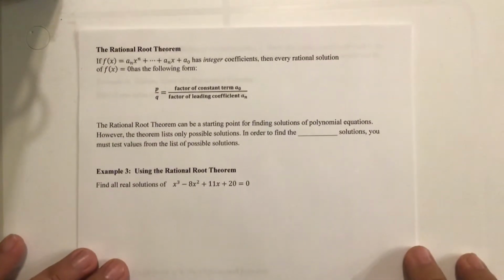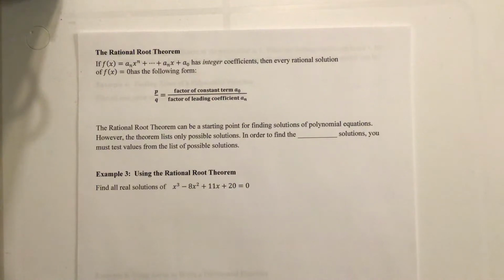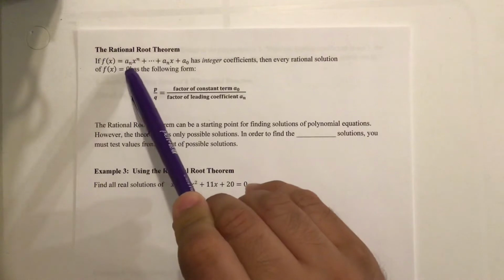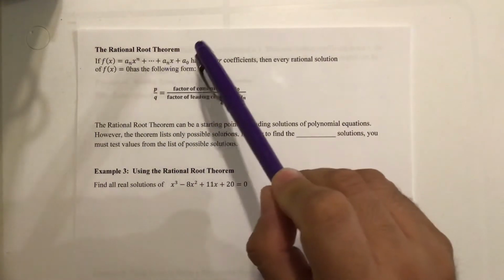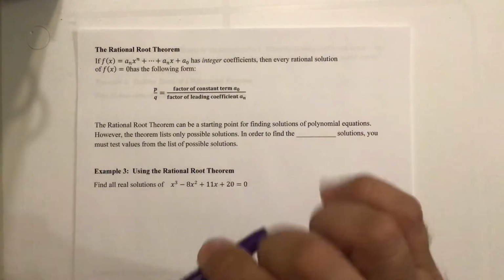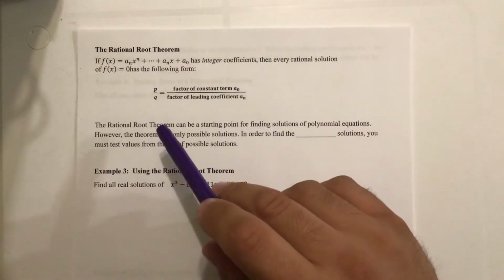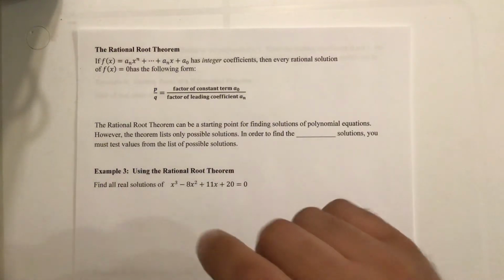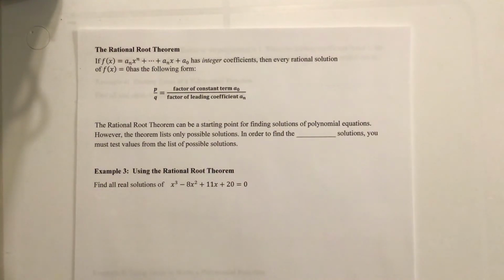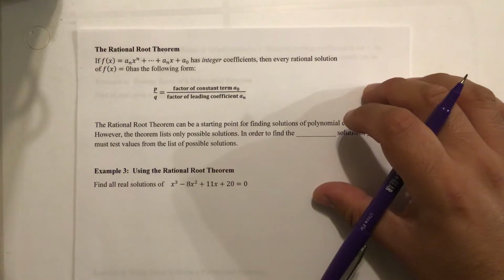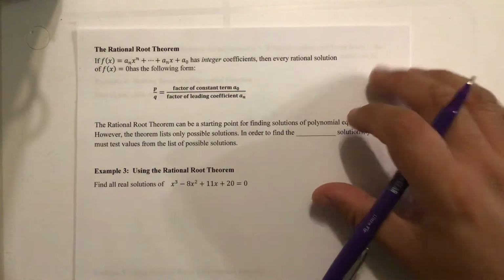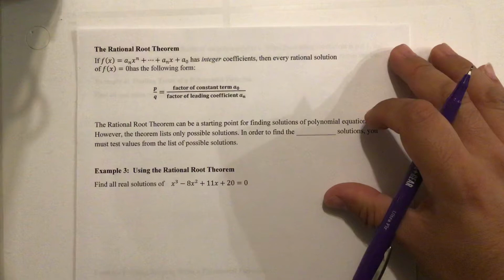Okay, so the rational root theorem. The rational root theorem says if f of x equals this polynomial, a sub n x to the nth power plus ... plus a sub 1 x plus a sub 0, has integer coefficients, then every rational solution of f of x equals 0 has the following form. So yeah, that's a lot there. But what the rational root theorem pretty much helps us to do is find possible solutions for any polynomial function, right? So how do you do this?